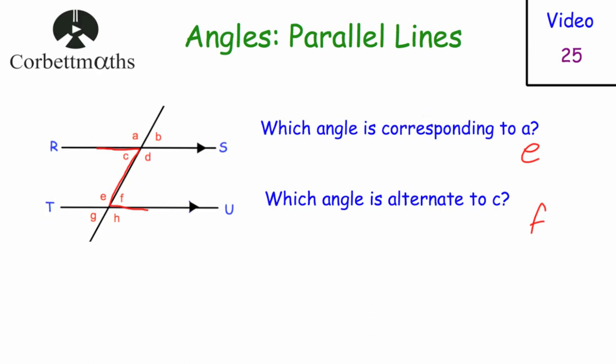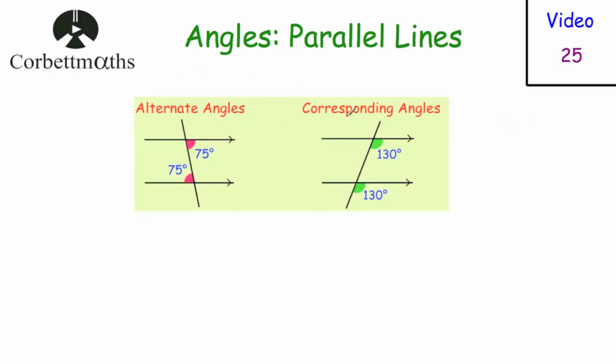And that's it. Also, on the Corbettmaths revision card, you've got those angles labelled as alternate and corresponding. So if you do have a set of those, it's very important maybe to pin that up on the wall and to learn those names.